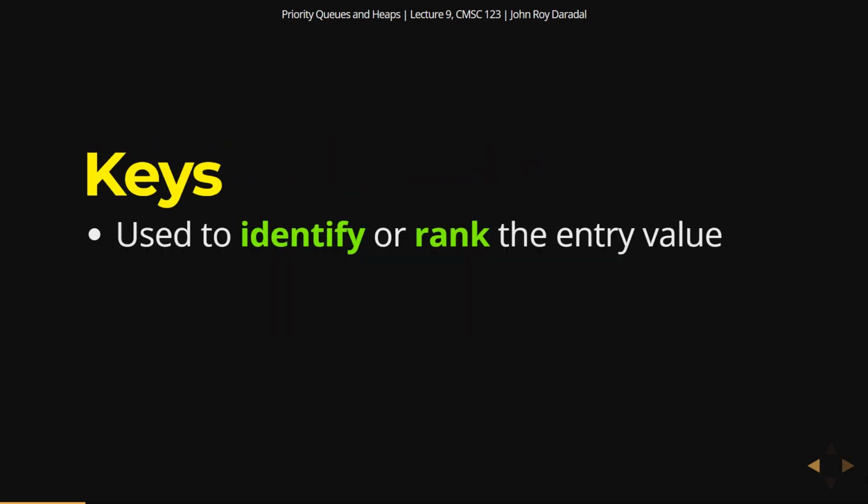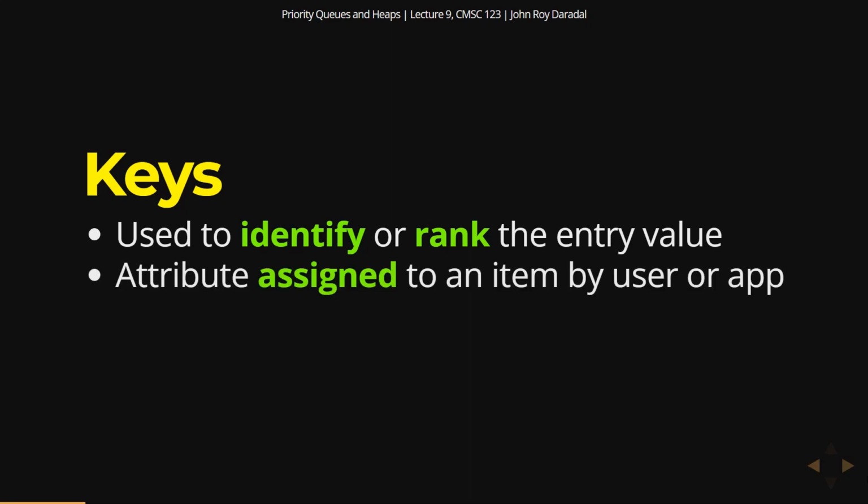So we notice here that keys are actually kind of versatile, right? In the entries you have key-value pairs. Keys are not only used to identify the entry value, but they are also used to rank entry values. In the normal maps and dictionaries, we used keys to identify the value, to pair them with the value. But for priority queues, the keys are used to rank the values, okay? So to give priority to them.